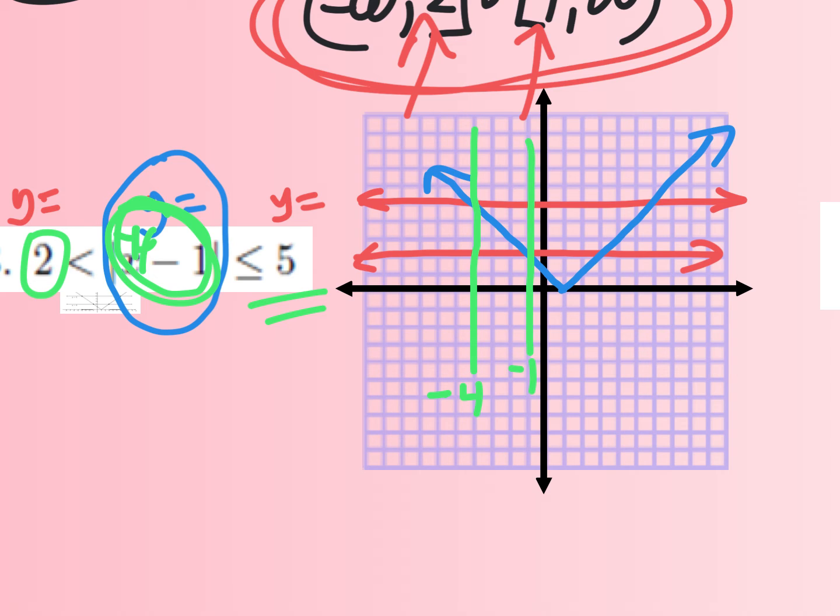Well, the question is, when is the blue one between the red ones? From -4 to -1. And is it "or equal to"? Ooh, tricky business. It's "or equal to" on one of them, which is the one where it's about the 5. So in the one that's about the 5, I better use a bracket. Which one makes it like the 5? That one does. So I use a bracket there and a parenthesis here.